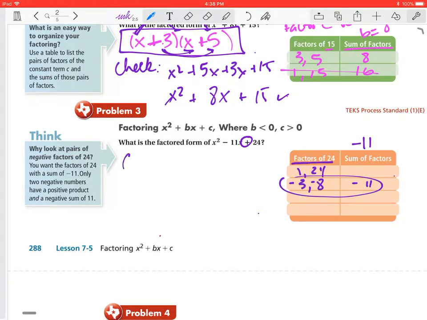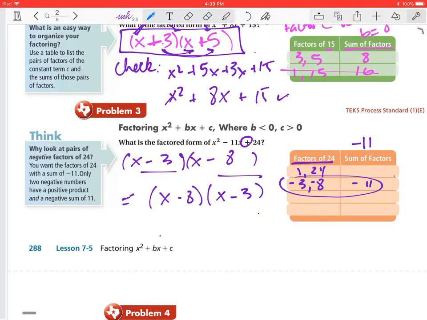value. All right, so again, just like the first one, I'm going to do x and x because our a value again is 1. Both of these are going to be negative, so I'm going to have negative 3 and negative 8. Now again, the order of these two binomials, I can put them in either order. I can also say x minus 8 times x minus 3. They'll still give me the same trinomial when I go back.